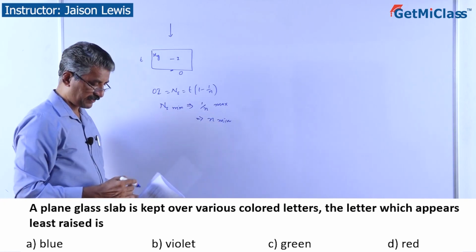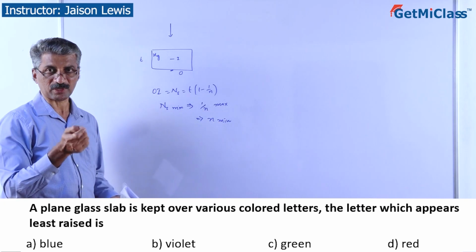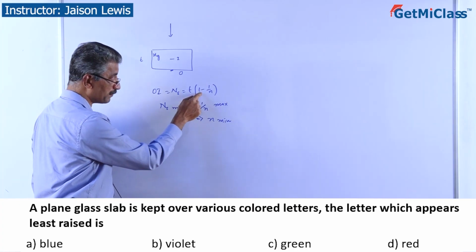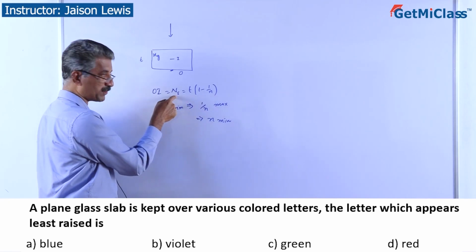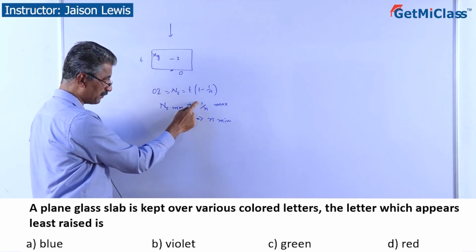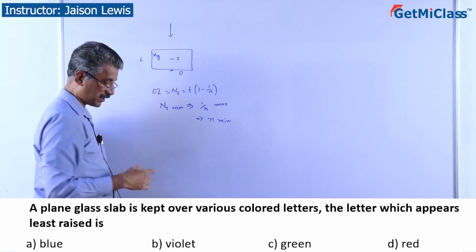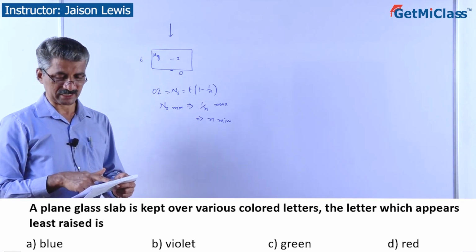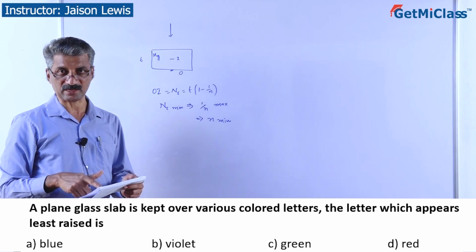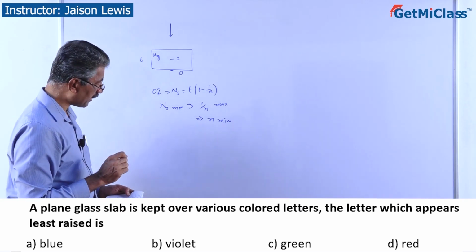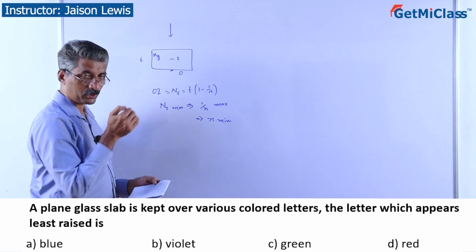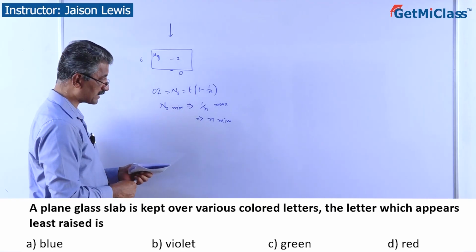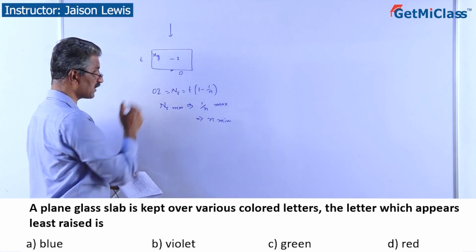That means if the refractive index of the material with respect to the given color is minimum, then 1 by N is maximum, and 1 minus the maximum value gives a minimum. Therefore, 1 by N is maximum or N is minimum. Out of the 4 options which are given, one is blue, second is violet, third is green and fourth is red. Red has the least value of N out of all the colors in the visible region. So, red has the least value, therefore red color letters will rise least.